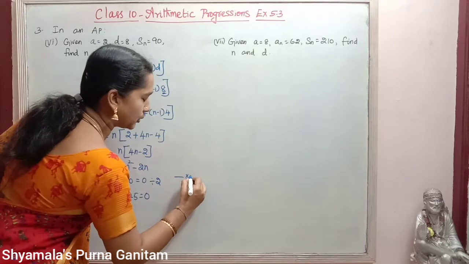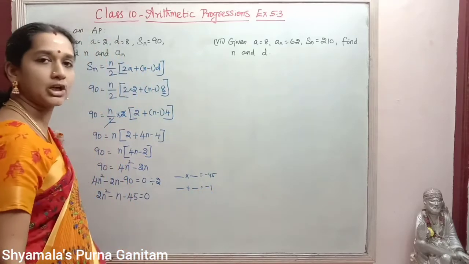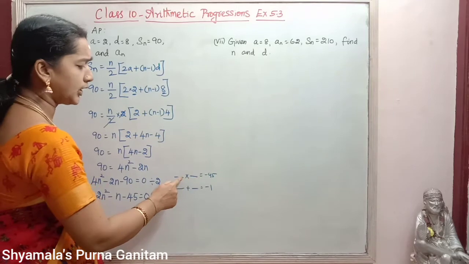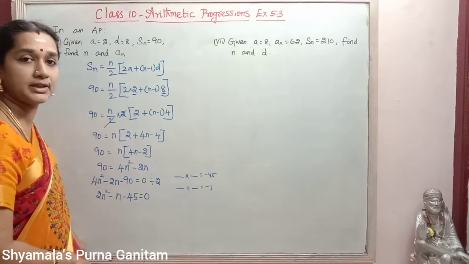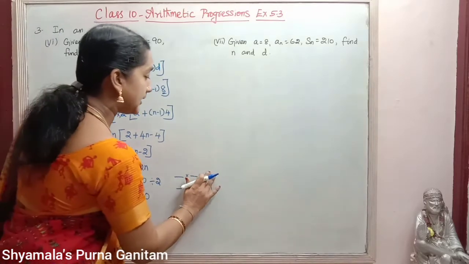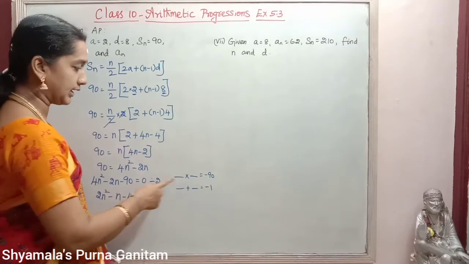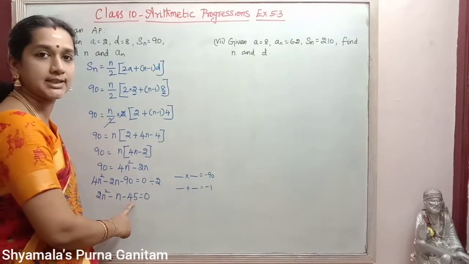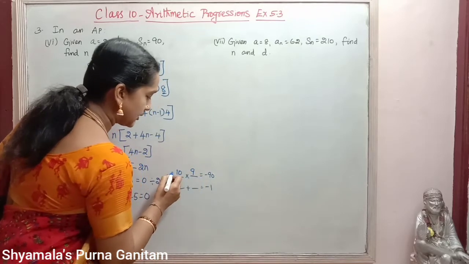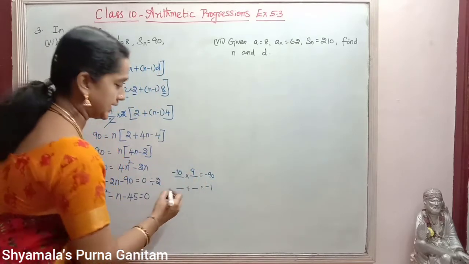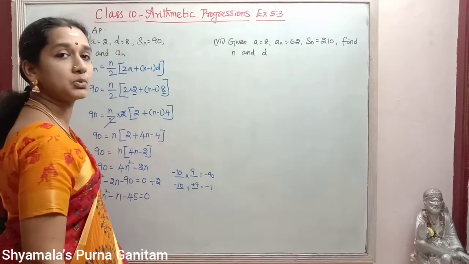So when we multiply the two numbers, we have to get minus 45, and when we add the same two numbers, we have to get minus 1. Since we have a coefficient for n squared here, we have to multiply that coefficient with the constant term, so 45 into 2, we get minus 90. 10 nines are 90. So minus 10 plus 9 is the pair, the product will be minus 90, and when we add minus 10 plus 9 we get minus 1 as the answer.